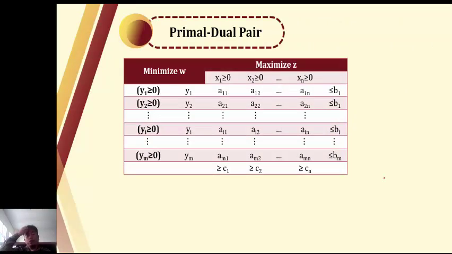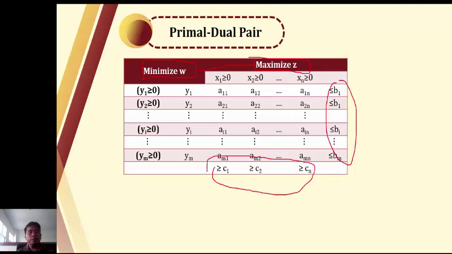If you have any question, you can deliver your question to our channel. This is the primal-dual pair. If the primal is minimization, then the dual, W, should be maximization, and it is vice versa. The objective function of the primal becomes the right-hand side in the dual.